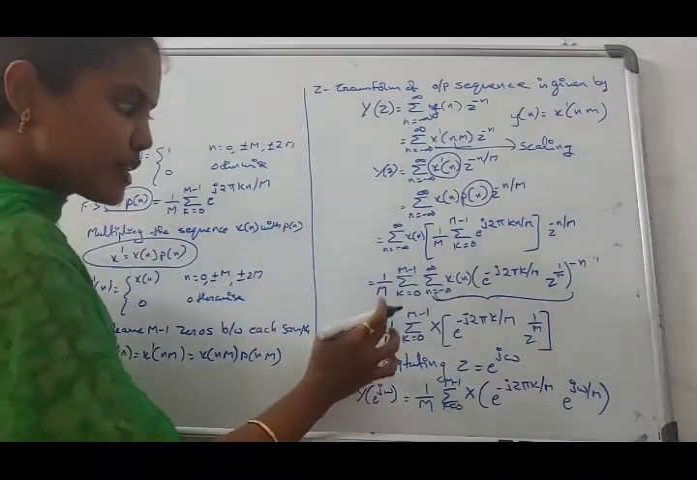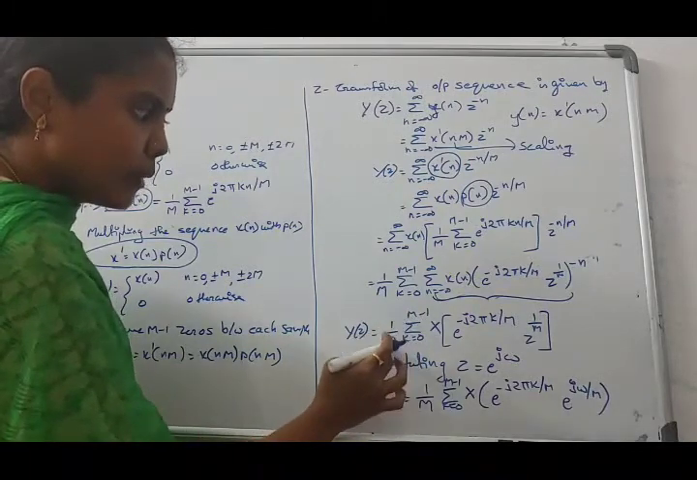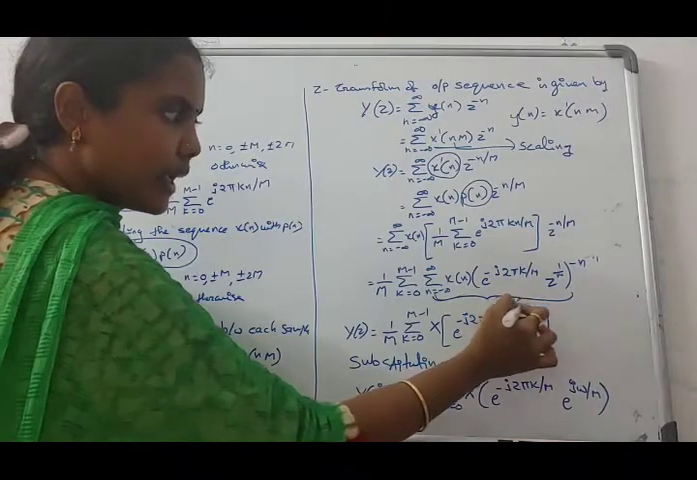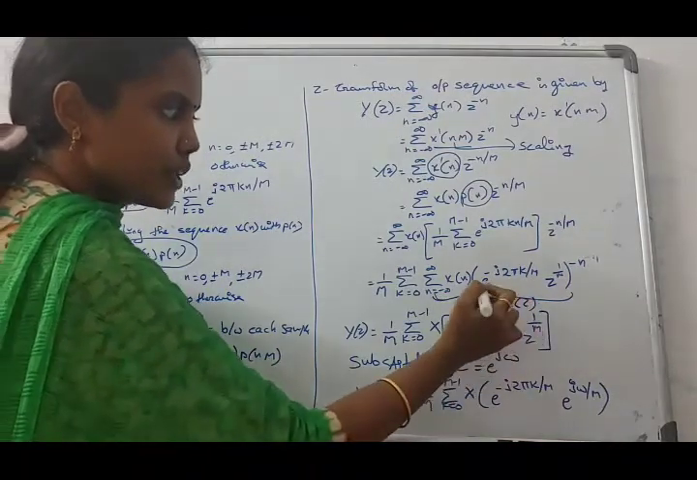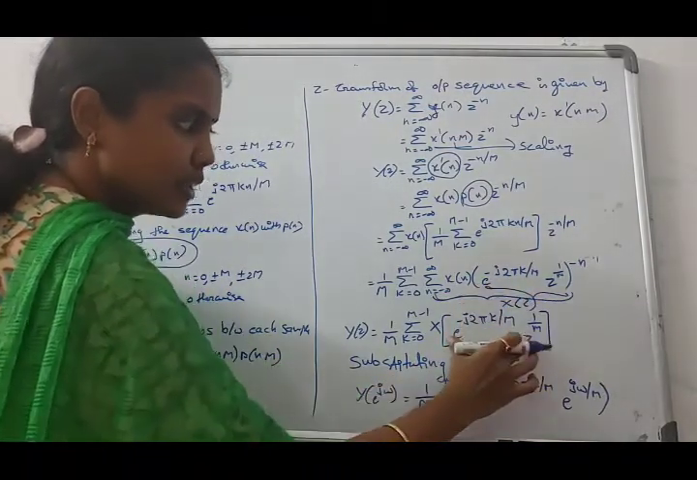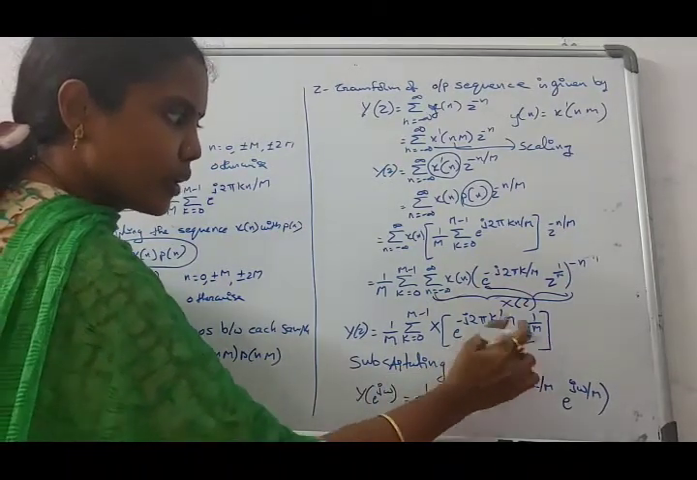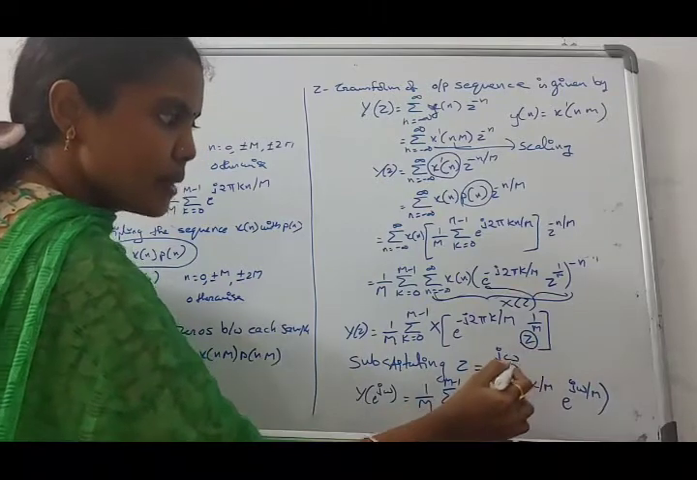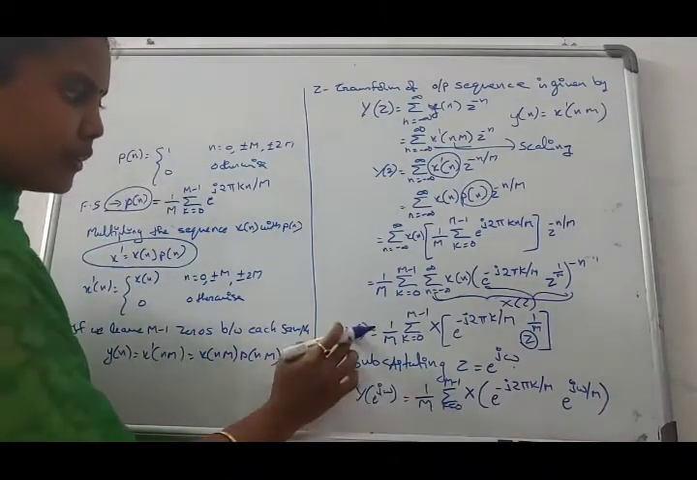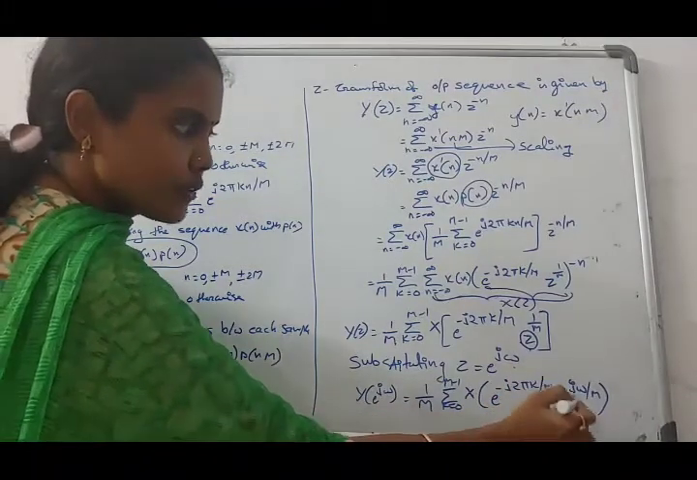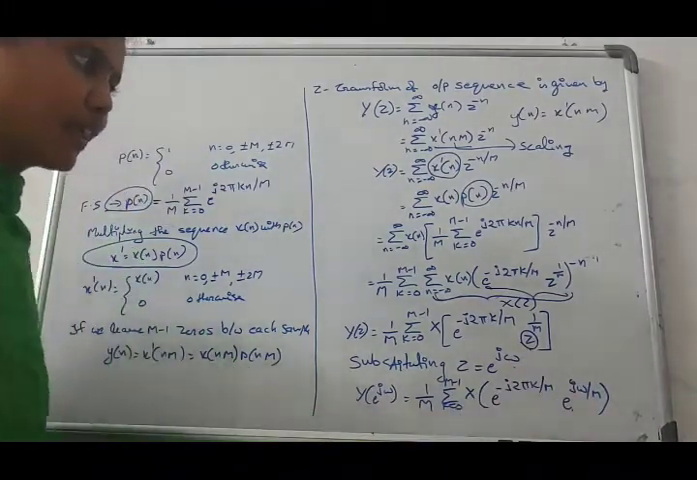So y of z is equal to summation 1 by m, k is equal to 0 to m minus 1. So this is like x of z. So in place of z, what is the term? This is the term. Now replace z is equal to e power j omega. Now z is equal to e power j omega, and here also, in place of z, substitute e power j omega divided by m.